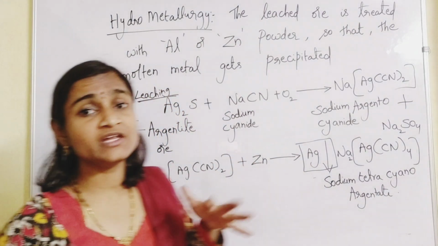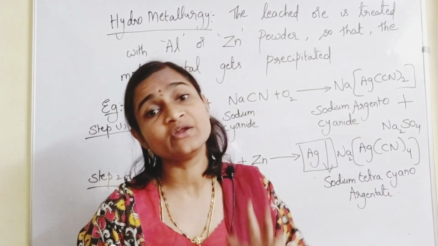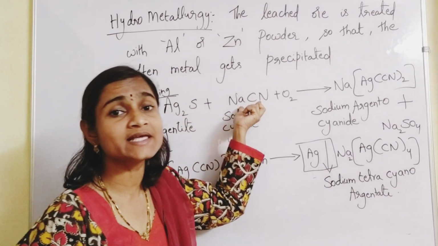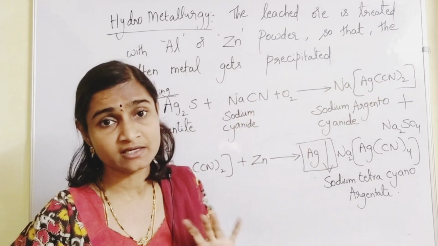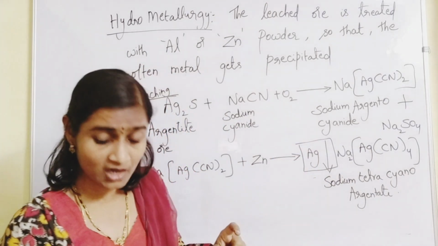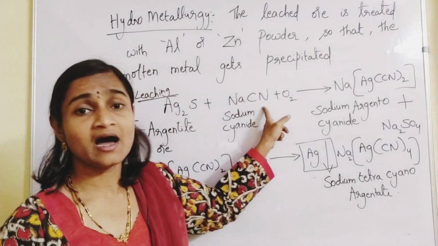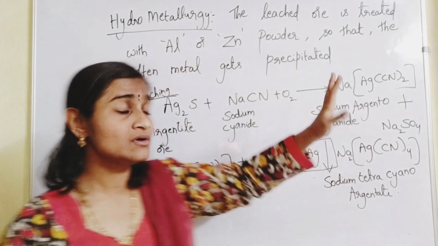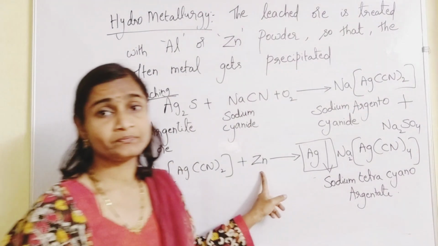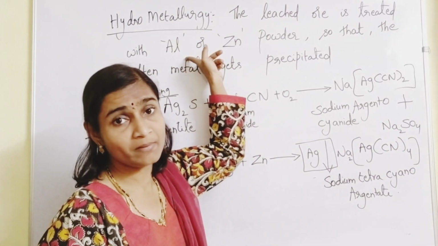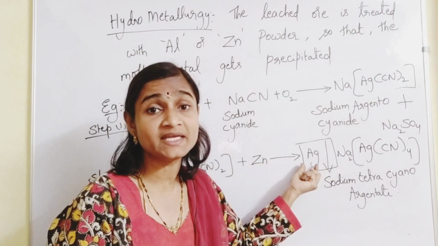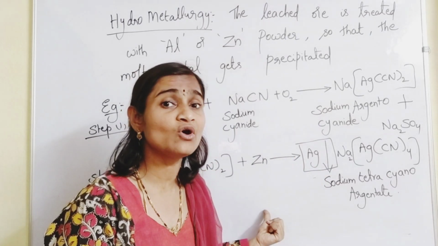In the second part of the video we have learnt about leaching and hydrometallurgy. Leaching means treating the ore with chemical reagents like sodium cyanide. You treat least reactive metallic ores with chemical reagents like sodium cyanide. After that, you take that complex substance and add zinc powder, or you can even add aluminum powder, so that the respective least reactive metal gets precipitated. That method is called hydrometallurgy.